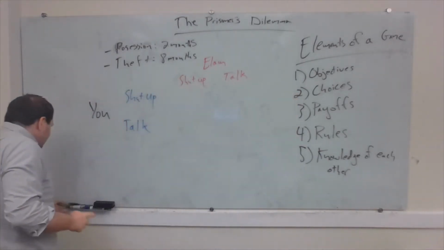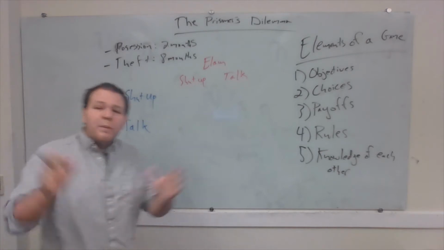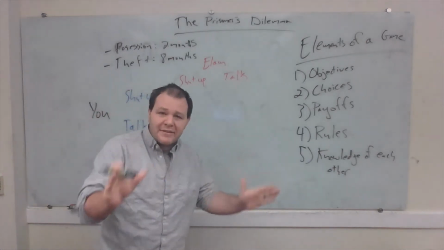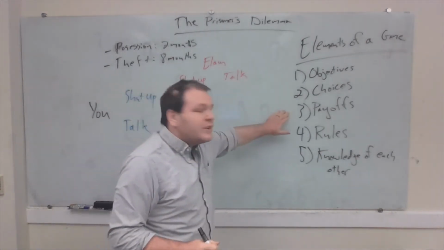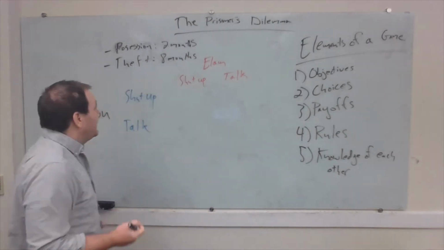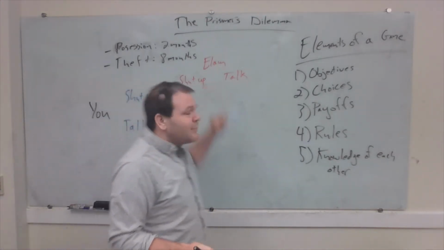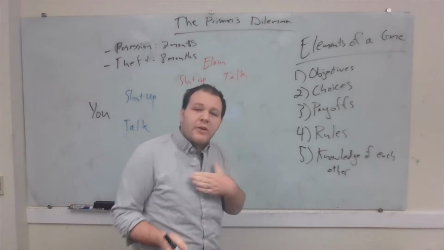Our rules, in this case, because you're both being brought into separate interrogation rooms, you can't talk to each other, is that you make your decisions simultaneously. In other words, you don't get to know whether Elam confessed before you decide whether you ought to confess.